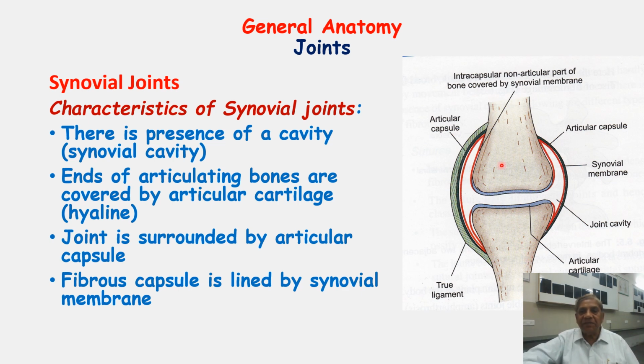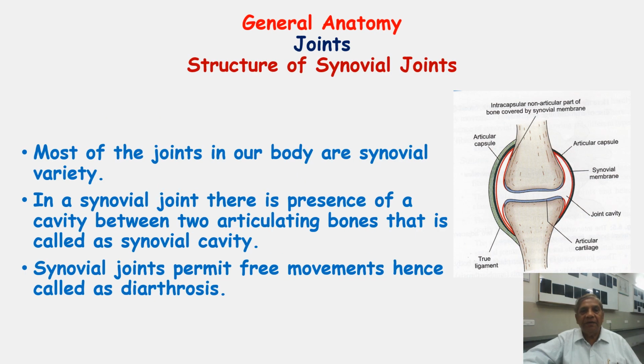Now, for this fibrous capsule, the fourth characteristic is that it has to be lined by a membrane, which is indicated here in the red line. That is called the synovial membrane. So these are the four characteristics. Now I am passing to the next slide where we will learn about the structure of a synovial joint.